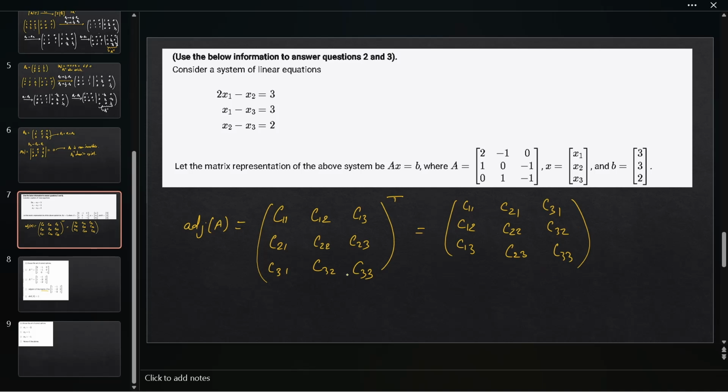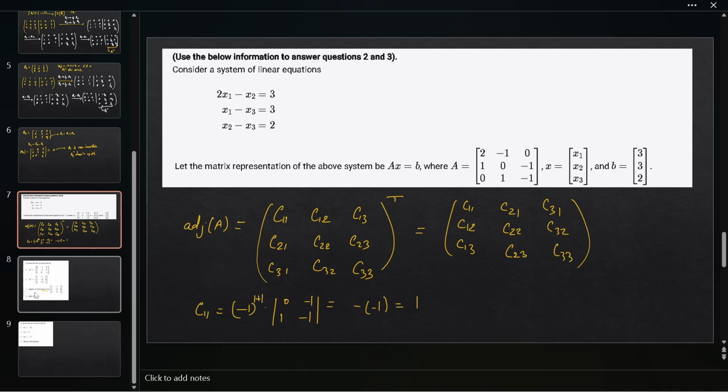Okay. So to find the adjoint of A, we'll have to find the cofactors. So first let's find the value of C11. The value of C11 is minus 1 to the power 1 plus 1 times the determinant of the matrix obtained by eliminating the first row and the first column of the coefficient matrix A. So if we eliminate this row and this column, we get this small determinant 0, minus 1, 1, minus 1. That would give us minus 1 to the power 2, which is 1 itself. It is 0 minus of minus 1, which is 1.